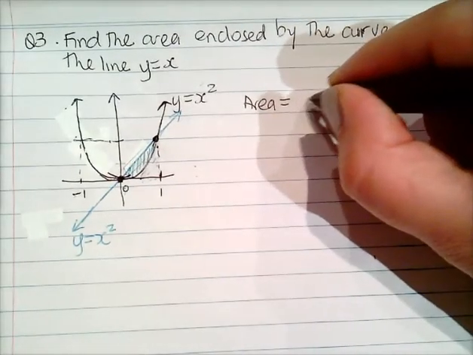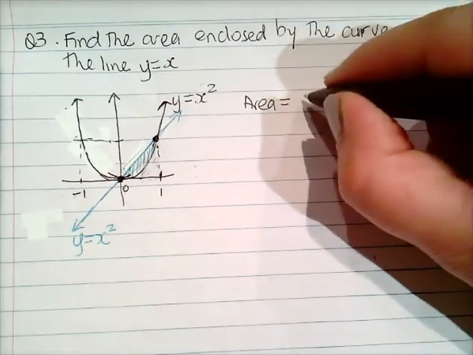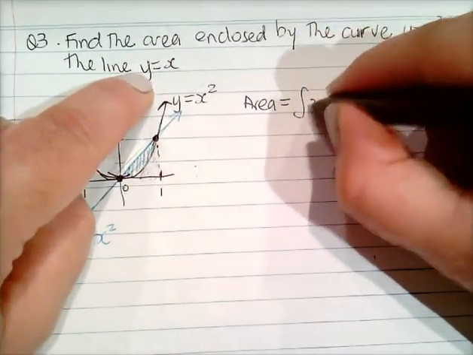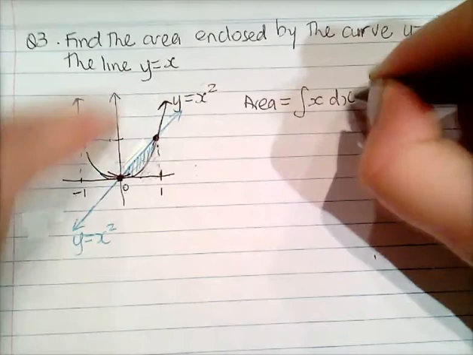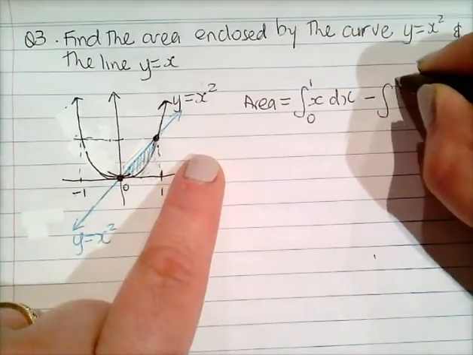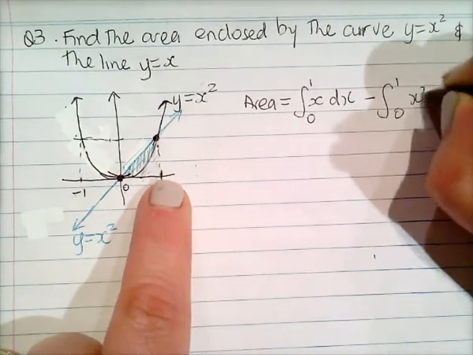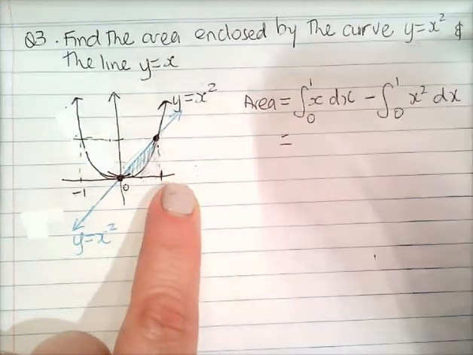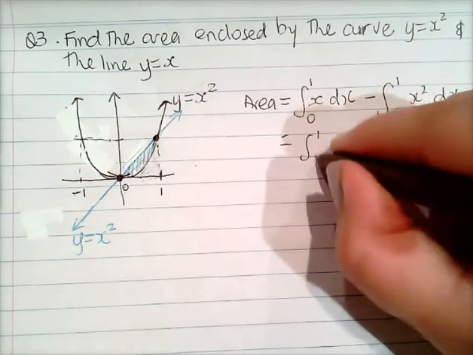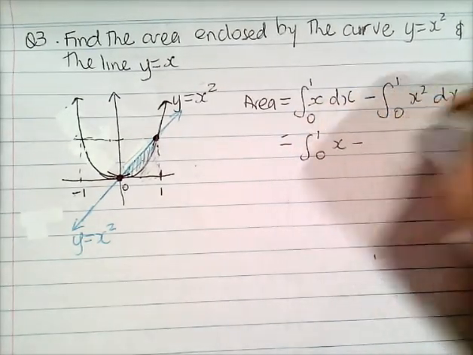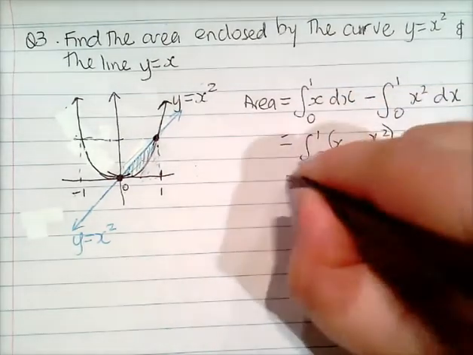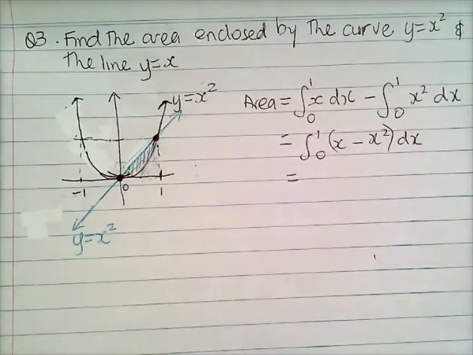So the area will be the area beneath the line. So it's the integral of the line. Now the line has equation y equals x, so it's the integral of x dx between the values of 1 and 0, minus the integral between the values of 1 and 0 of x squared dx. Now I do not have to write it as two separate integrals. I can say it's the integral between 1 and 0 of (x minus x squared) dx. So I can actually do those two together.